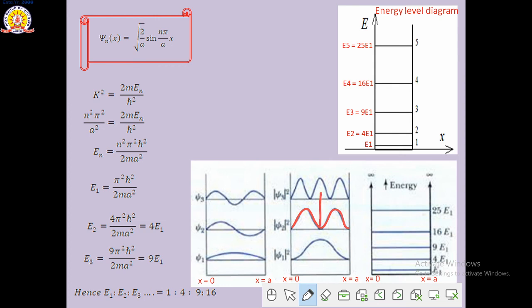It means that at the center of the box, the probability of the particle will be 0. But at the fourth region of the box, the probability of the particle will be maximum. So that diagram shows the finding of the particle within this box, and that diagram is the energy level diagram. That is all the information about the moving particle in the one-dimensional box. So thank you very much.